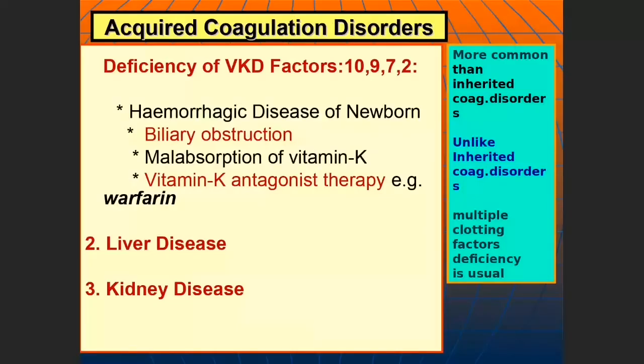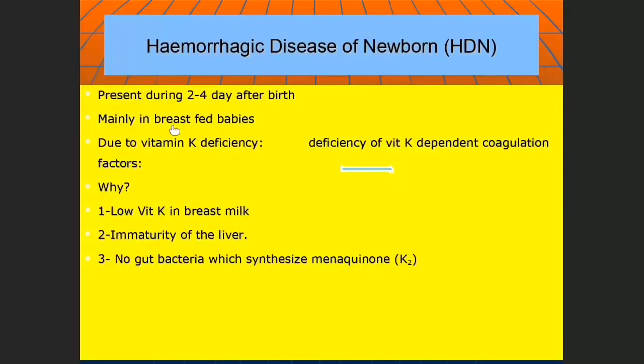Hemorrhagic disease of the newborn. Hemorrhagic disease of the newborn presents usually during the first 2 to 4 days after birth. And usually bleeding is from the umbilical stump. It is mainly seen in breastfed babies. And this is because of the low content of vitamin K in the breast milk.